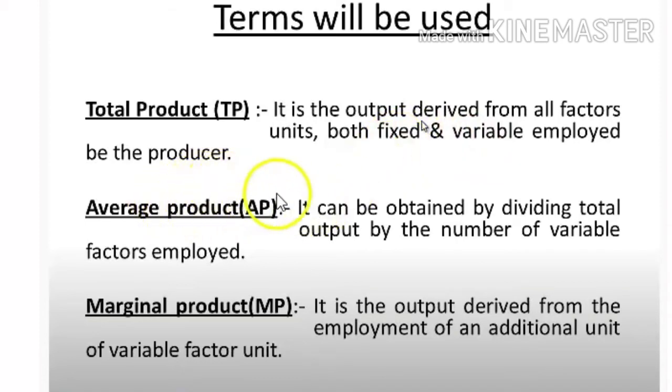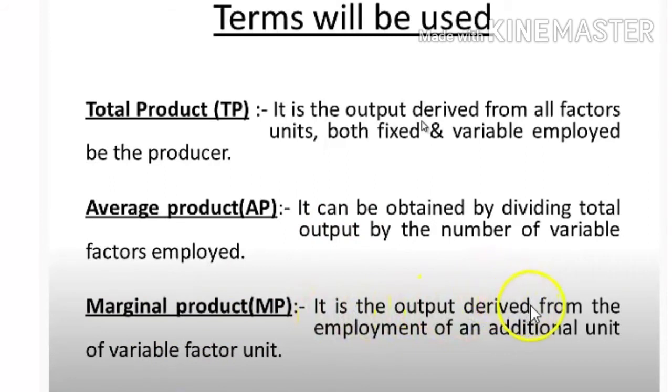Next is average product, AP. It is obtained by dividing total output by the number of variable factors employed. As we employ additional units of labor, the change each brings to the output is the average product. So AP is TP divided by L, the labor.